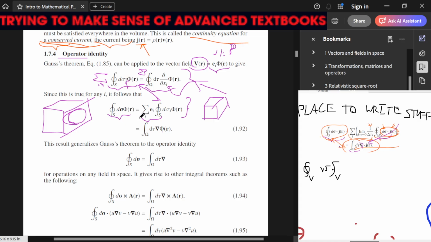I guess they're saying this was just a triple integral. This turns into this. But then not. This result generalizes. Let's ignore the dot for now. This result generalizes Gauss's theorem to the upright identity.